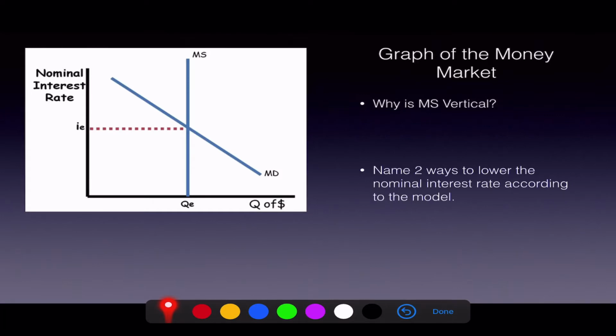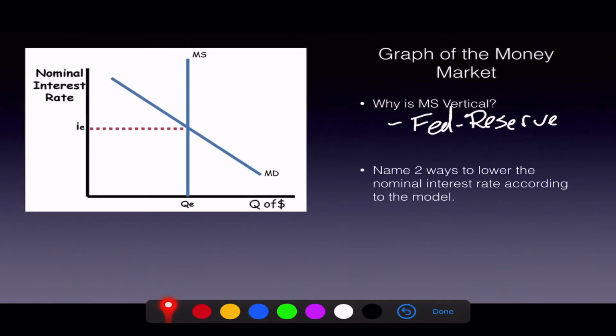So the first thing we want to do is start with our graph of the money market. And I'd like to point out here we've got that vertical money supply line, and the question of why is it vertical? Well, the real answer to this is that the money supply is controlled by the Federal Reserve, and the Federal Reserve's decisions about the money supply are not dependent upon interest rates. That is, no matter what the interest rate is, the Federal Reserve has an established amount of money that is in the system. They can choose to increase or decrease the amount of money in the system, but it's not going to be as a result of the nominal interest rate.